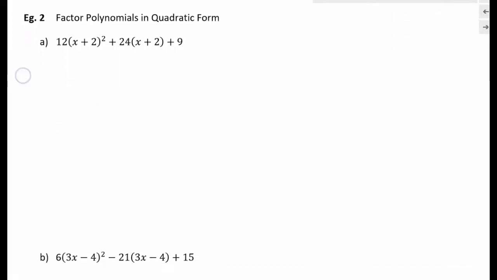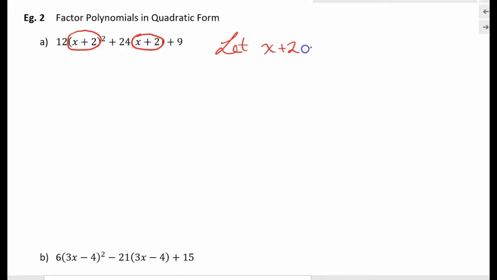Okay, so example 2 looks a little bit more complicated than what we've seen so far. The only difference is that we're dealing with this stuff inside the brackets. To start with, we're going to ignore that stuff inside the brackets. So you can either deal with it there like it is, or you can say, let all that stuff inside the brackets actually be represented by something else.